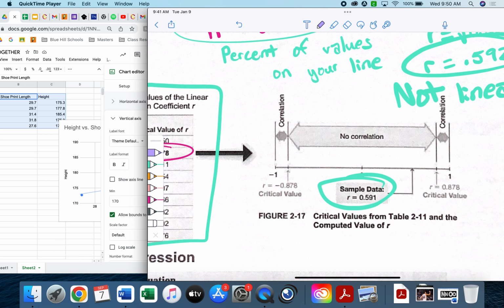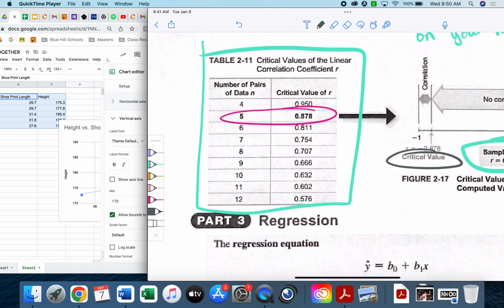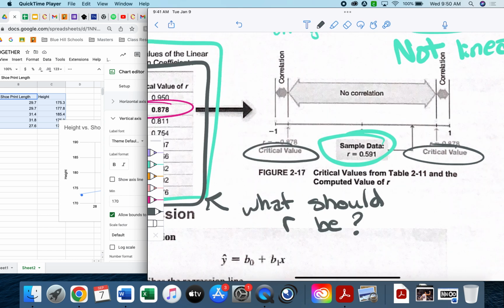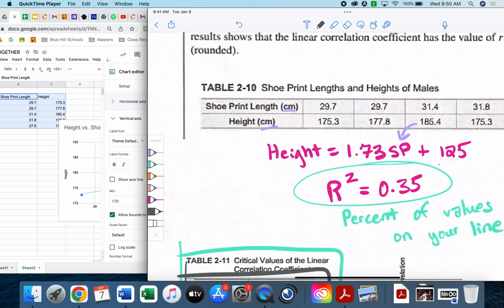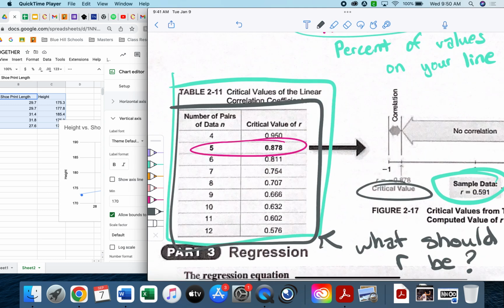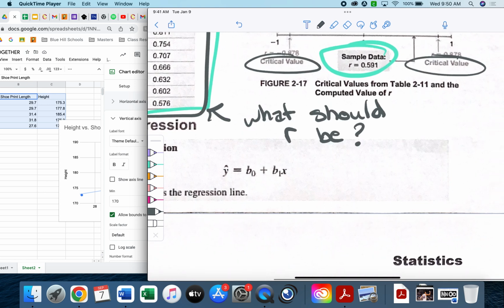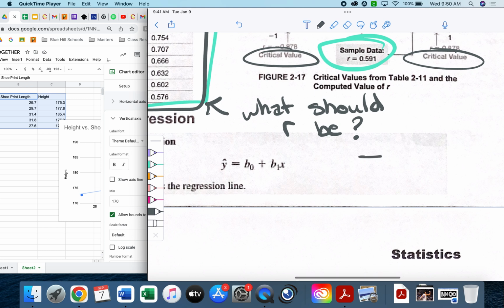You might be like, what the heck is that, okay? When they ask for a critical value, they are asking you to look up this chart, and this chart tells you what is acceptable. What should the R value be? That is your critical value. So in our shoe print length, we had 5 numbers, which means our R value has to be 0.878 or better.